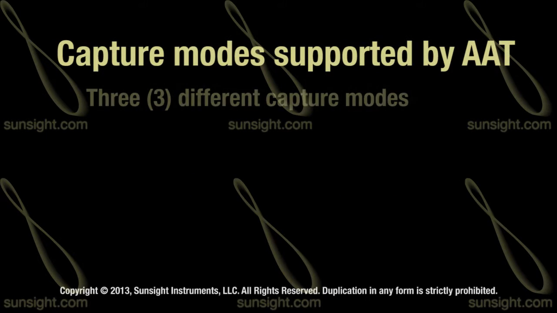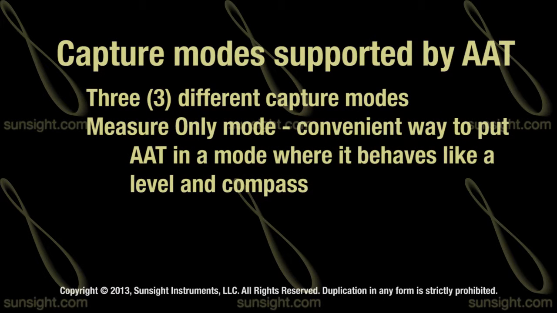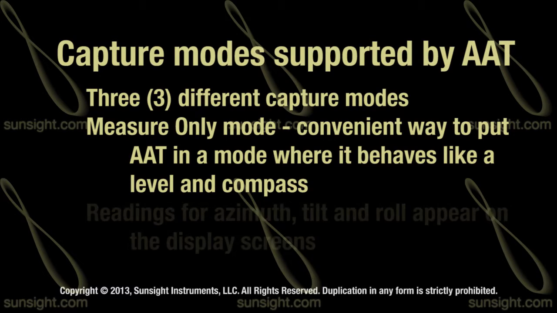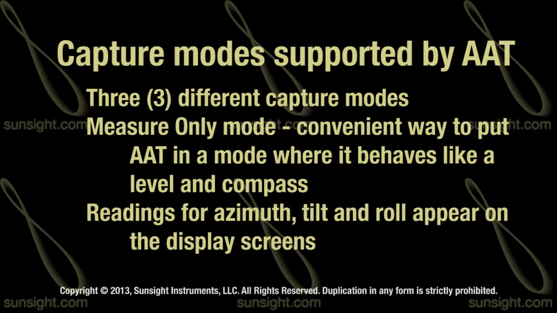There are 3 different capture modes and a measure-only mode supported by the AAT. Measure-only mode is available from the main menu and is a quick and convenient way to put the AAT in a mode where it acts like a level and a compass. Readings for location, azimuth, tilt, and roll appear on the 2 display screens. The 3 capture modes are accessible when you invoke capture from the currently selected profile. Let's take a look at the measure-only mode first.